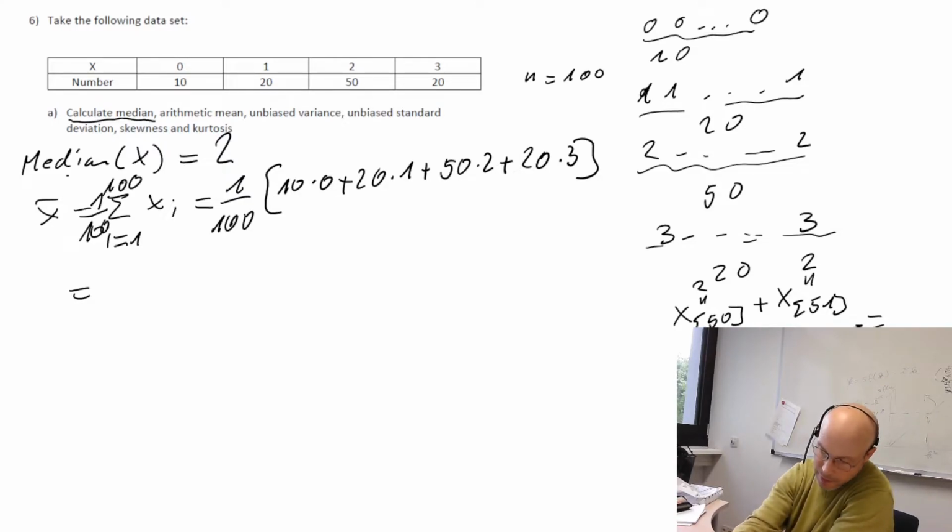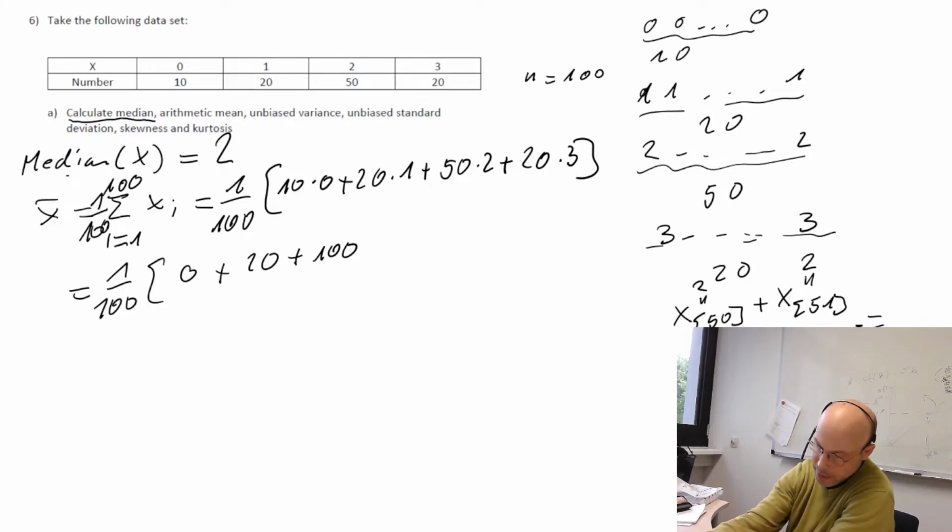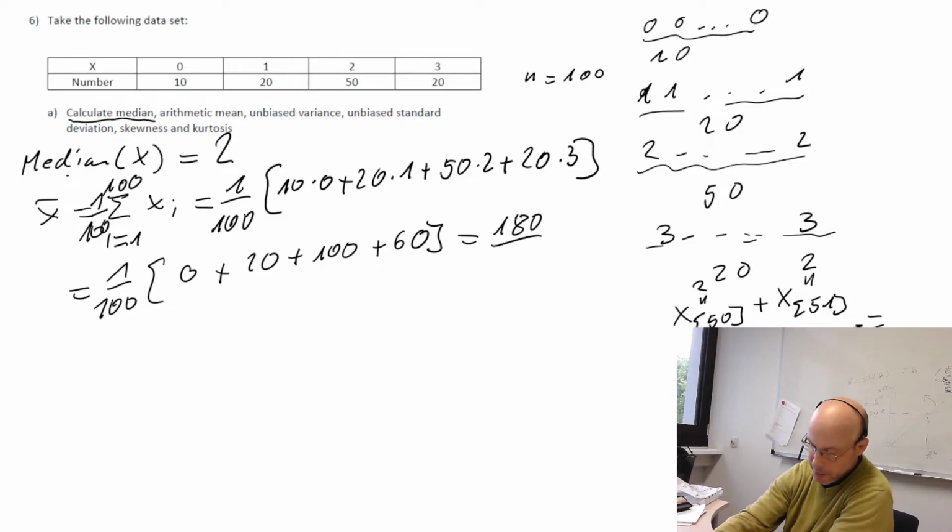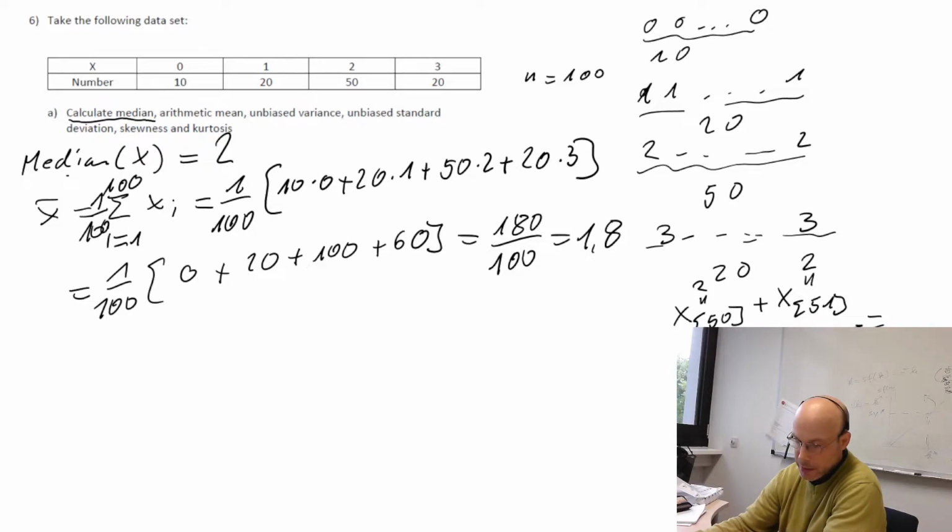So this is 1 over 100, 0 plus 20 plus 100 plus 60 is, hopefully I'm calculating right, 180 over 100 equals 1.8.